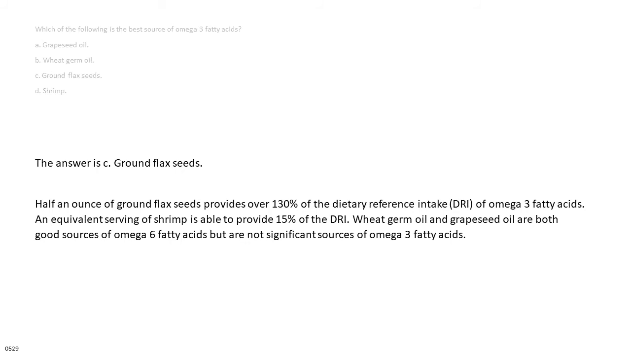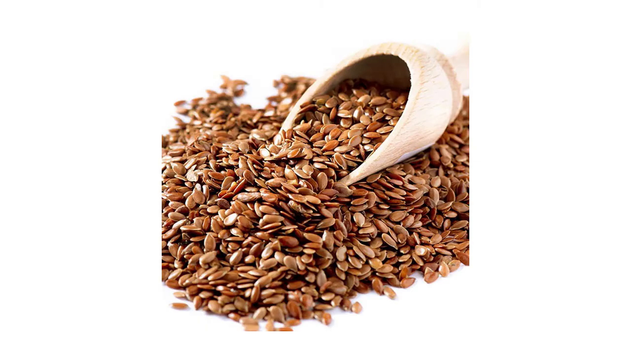Half an ounce of ground flax seeds provides over 130% of the dietary reference intake, DRI, of omega-3 fatty acids. An equivalent serving of shrimp is able to provide 15% of the DRI. Wheat germ oil and grapeseed oil are both good sources of omega-6 fatty acids but are not significant sources of omega-3 fatty acids.